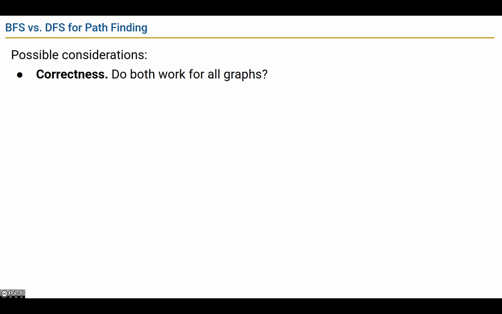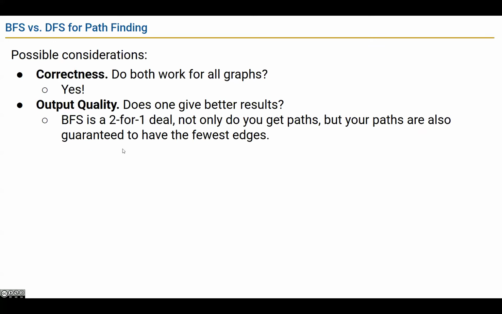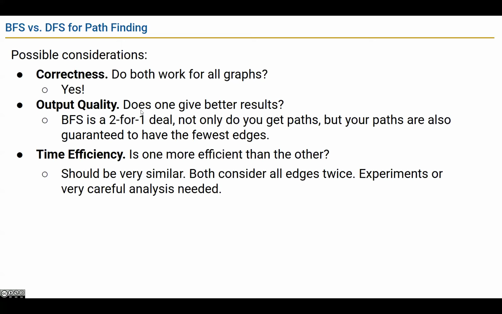Now, we should be looking to see exactly what we mean by this. So let's look at a few considerations. First, correctness. Does it work for graphs? Yeah, they do find paths. Does one yield better results? Yes. Breadth first search does get you paths that give you the fewest edges. Is one more efficient than the other in terms of time cost? I don't really think so. They're very similar to each other. At the very least, they have the same O bound, and that's as close as I need to worry about.